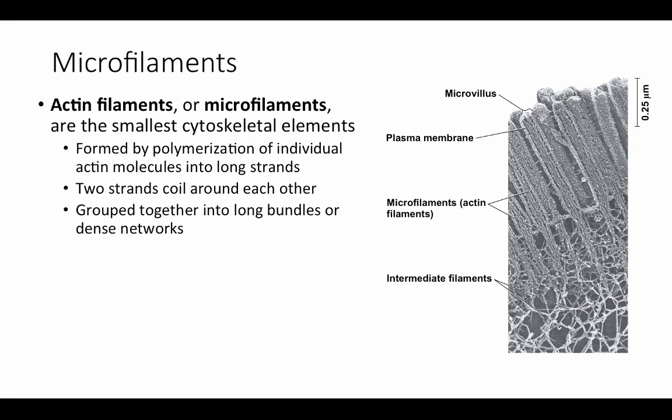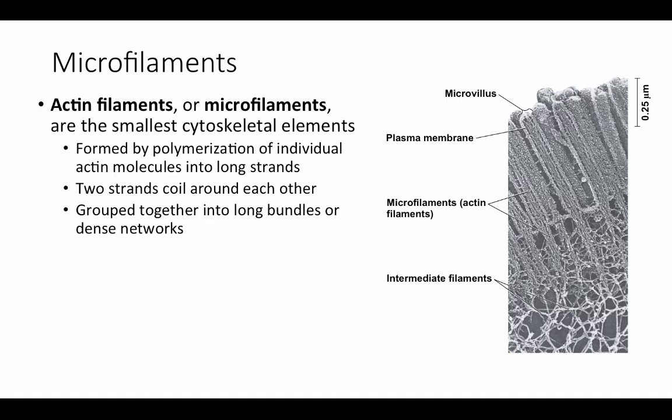So now let's think about the second kind of cytoskeletal element, and these are microfilaments. So these are the smallest of the 3, and these are often called actin filaments or microfilaments, and they're formed by the polymerization of individual actin molecules. So these are little globular, spherical molecules that polymerize together to form long strands. So generally 2 strands of these polymers are going to coil around each other to form the actual filament.